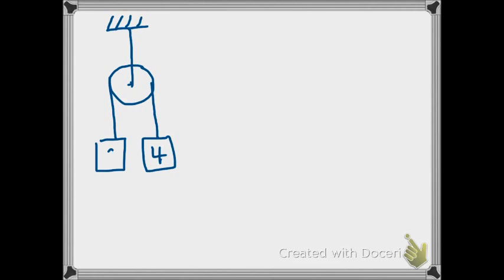Today we're going to use the Atwood machine to talk about system forces. The Atwood machine is really just a pulley with a couple of blocks. In this case, a 2 kilogram block and a 4 kilogram block. So we'll look at what is the resulting system acceleration and what is the tension in the rope.